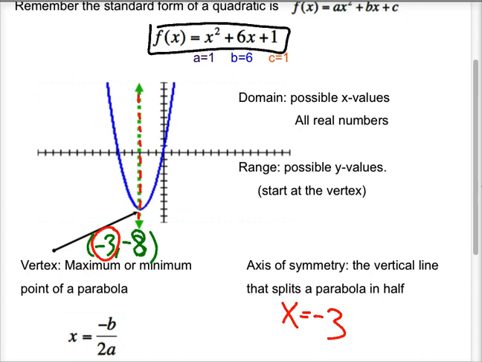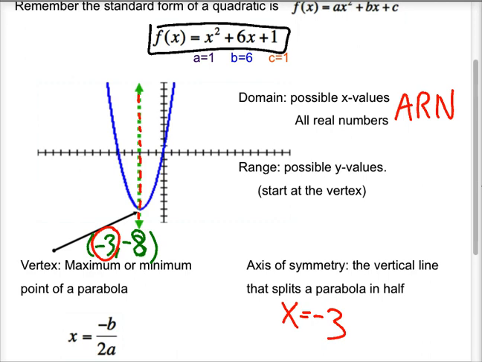The domain of these things is always super easy. So the domain are any possible x values. But if you remember for these, that's always all real numbers. You can put in any x value you want to a quadratic, any number into a quadratic, and it'll always give you an answer. So for domain, you can always use any number.